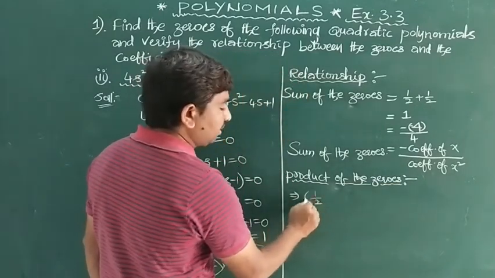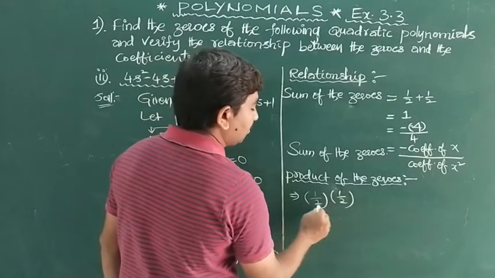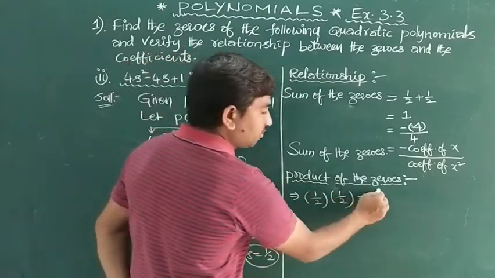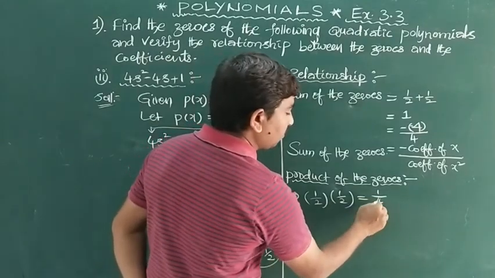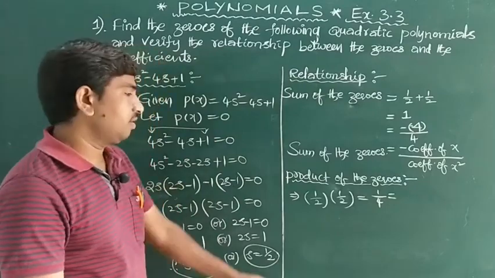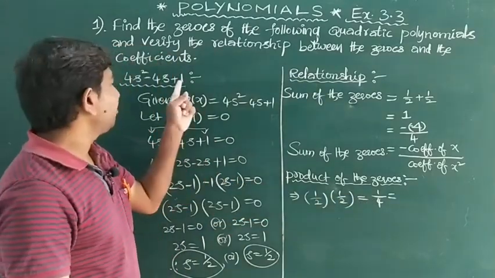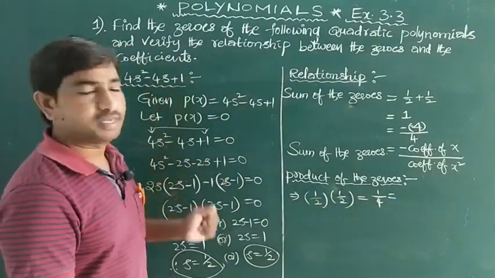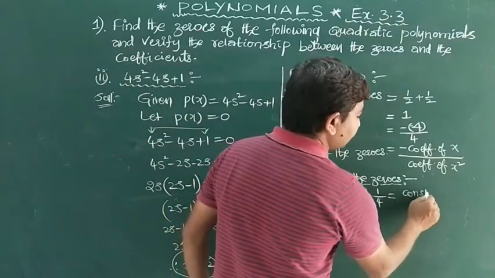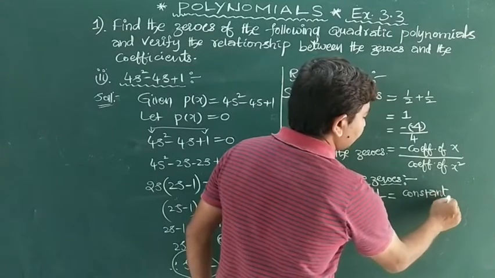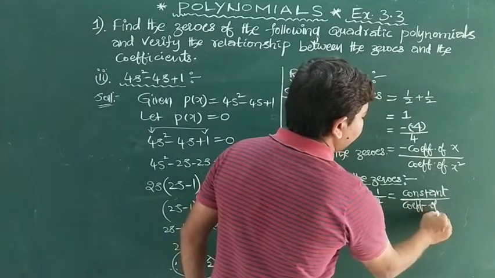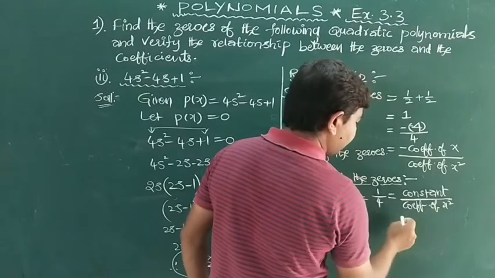1 by 2 into 1 by 2, that is equal to 1 into 1 by 2 into 2, which is 1 by 4. So this 1 by 4 can be written as, see, 1 is the constant term, and 4 is the coefficient of x square. So we can write it as constant by coefficient of x square, meaning x square here.